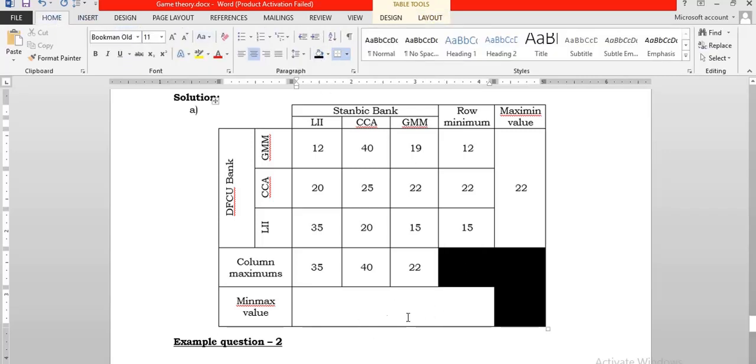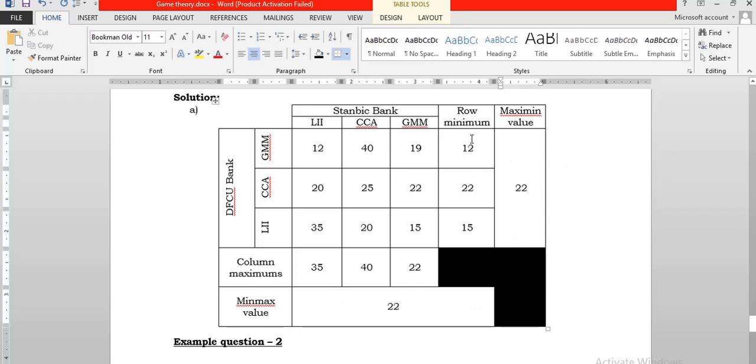Okay, now from there we see what is the minimum value of the maximum possible losses. So these are possible losses here. But what is the minimum value of the maximum possible losses? 35, 40, 22. The minimum is 22. So as you can see, the minimax value is 22. The maximin value is 22, from the column point of view and from the row point of view.